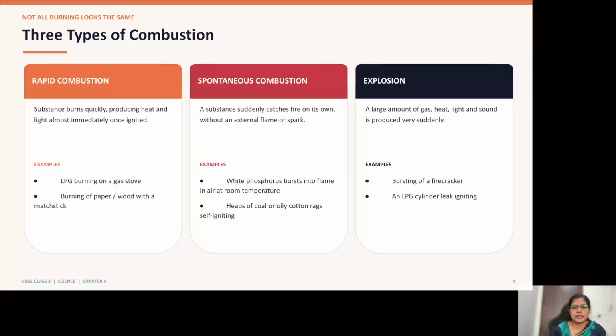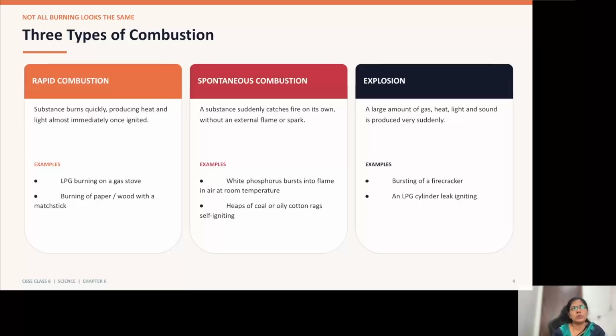The third case is explosion, the fastest and the most dangerous case. Combustion that happens so quickly that gas expansion produces a shock wave, sound plus blast. Consider LPG cylinder safety. A leak that mixes with the air and finds a spark can explode. This is exactly why LPG is given a foul smell deliberately, so leaks are noticed before they reach explosive concentration.